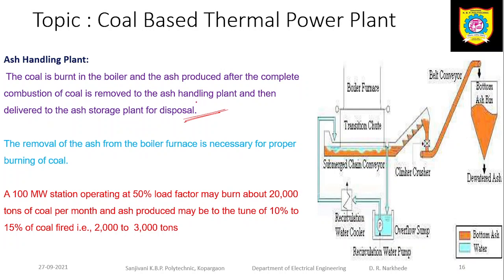So basically what happens inside my coal power plant, as I am going to burn thousands of tons of coal per day, the quantity of ash which is generated is also hundreds of quintals per day or hundreds of tons per day. So I need to continuously remove that ash and then I have to dispose of it. The removal of ash from the boiler furnace is necessary for the proper burning of coal. Okay, so if I am not going to remove the ash from my boiler, my combustion does not take place.